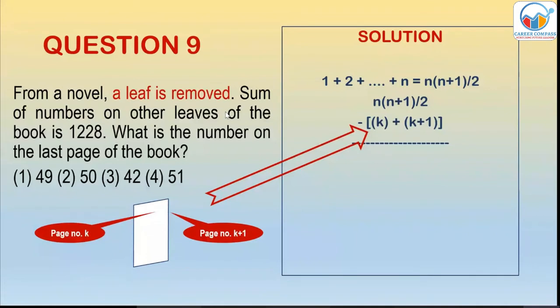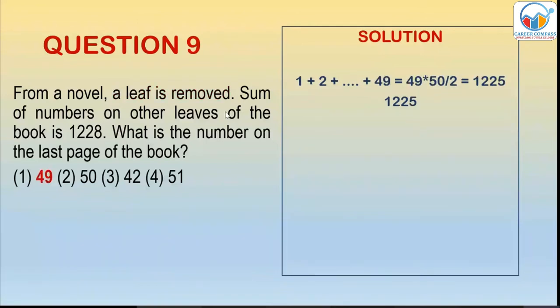And if I do not remove this leaf, then all the numbers starting from 1 to the last page number of the book will be added. So if the book has n pages, then the sum will be n into (n plus 1) by 2. So now, as per the sum, n(n plus 1)/2 minus (2k plus 1) is equal to 1228. Then we'll try to find the value of n from the given options. If I look at 49, then the sum up to 49 from 1 is 1225, but it's not possible, because 1225 is already smaller than 1228.